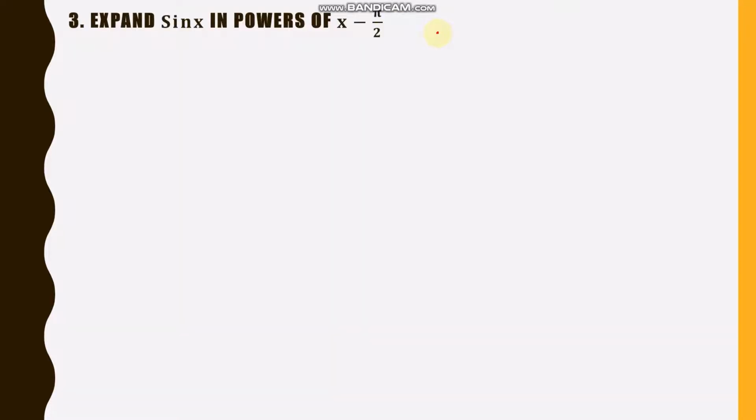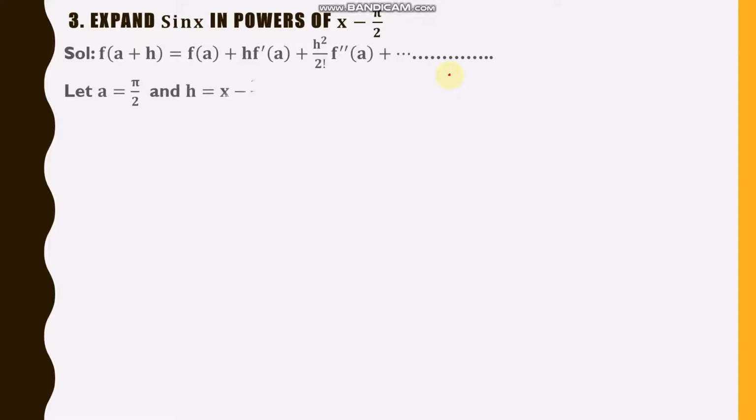Expand sine x in powers of x minus pi by 2. We'll use Taylor's expansion to do this. So f of a plus h is f of a plus h times f dash at a plus h square upon 2 factorial f double dash at a plus so on. Here you can see the powers of h are increasing. So we'll take h to be x minus pi by 2 and we will take a to be pi by 2.